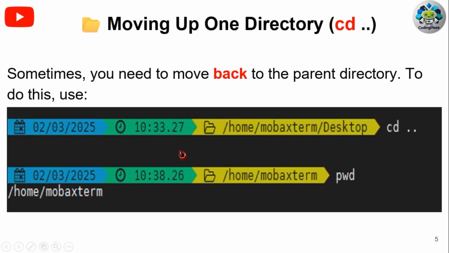Now, moving up one directory. Be in the habit of using pwd, because it will confirm that you are in the correct directory. Sometimes you need to move back to the parent directory. To do this, you can use cd space dot dot. Simply you can go one step back.